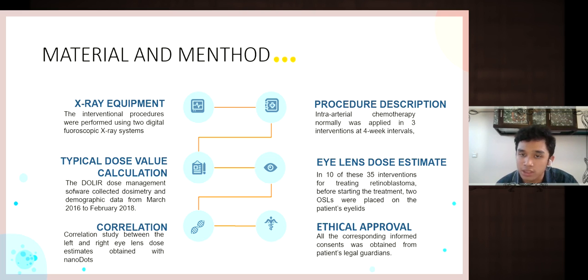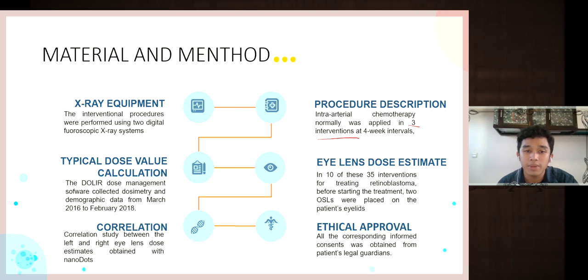Next was the procedure description. The intra-arterial chemotherapy normally was applied in 3 interventions at 4 weeks interval. Also, the number of sessions may vary depending on the response to the treatment. Once the internal carotid system is reached, the lateral angiogram is performed with a radiation beam incident on the left side of the patient's skull.